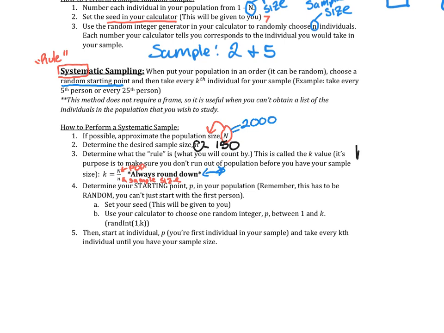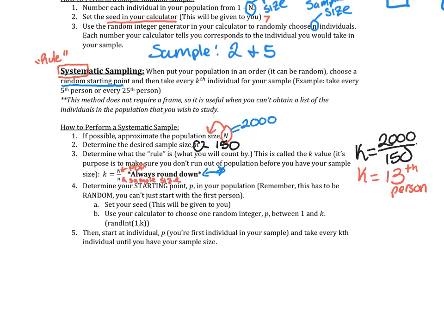So for our example, we would have K equals our population of 2,000 divided by our sample size of 150. And when you do that division, you get 13.333333 repeating. So I'm always going to round down. So we'll have K equals 13. So that means we're going to take every 13th person. So even if I got 13.999999999, you would still round down to 13 to have your K value be 13. K, you always round down.